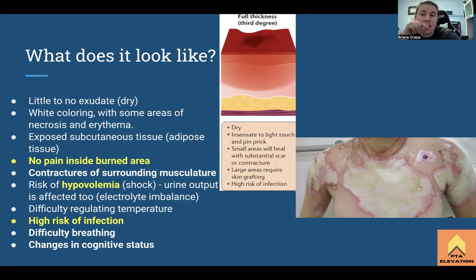Usually this is happening because we're losing blood volume and getting dehydrated. So being aware of that, but again, patients are at a very high risk of infection. Any time that we have the skin barrier broken, the patient could become infected, get sepsis, and die. That's what the boards always think. So keep that in mind.